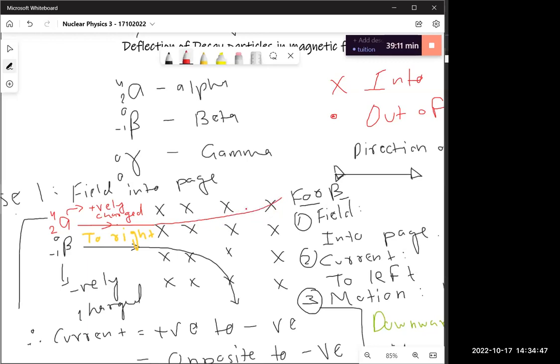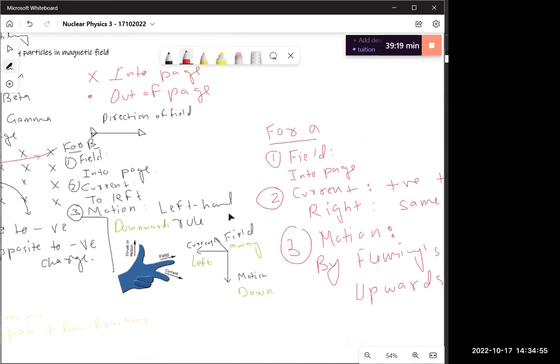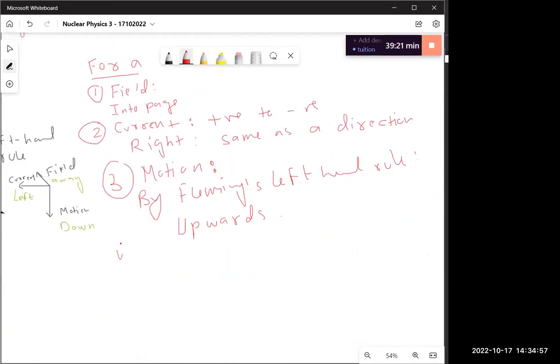Why is that, Anas? Why do you think it is like that? Because the alpha particle is heavy. Fine. So it bends less than beta. So we have to draw a line like that. Yes, it bends less than beta because it is heavier.